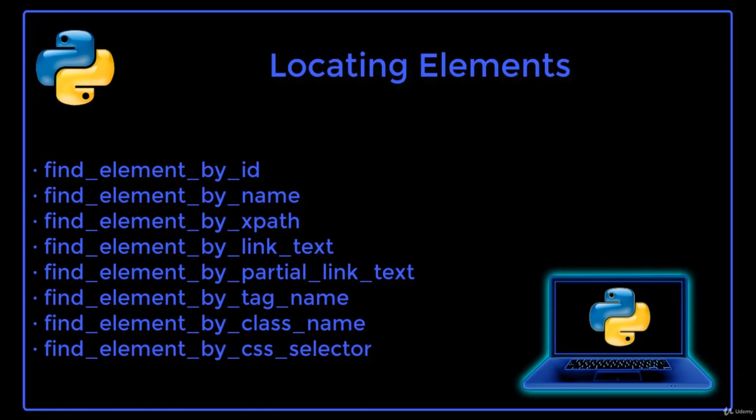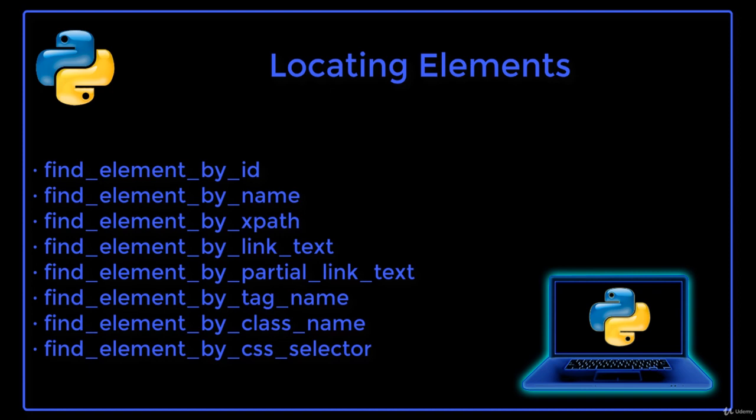In this lecture, we will learn about locating elements using Selenium WebDriver. There are several different functions that Selenium gives us to locate elements. They are find element by ID, find element by name, find element by XPath, find element by link text, find element by partial link text, find element by tag name, find element by class name, and find element by CSS selector. Find element by ID allows us to grab the element using its ID attribute.